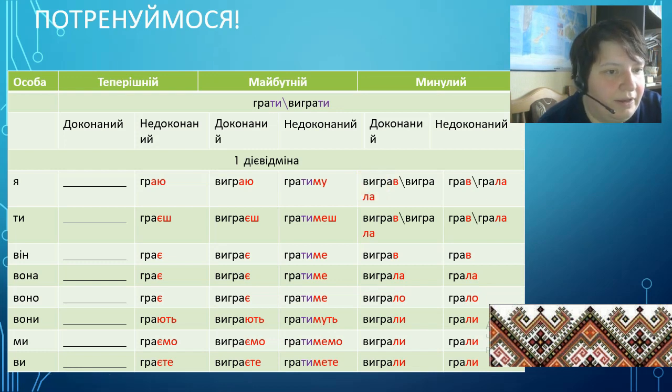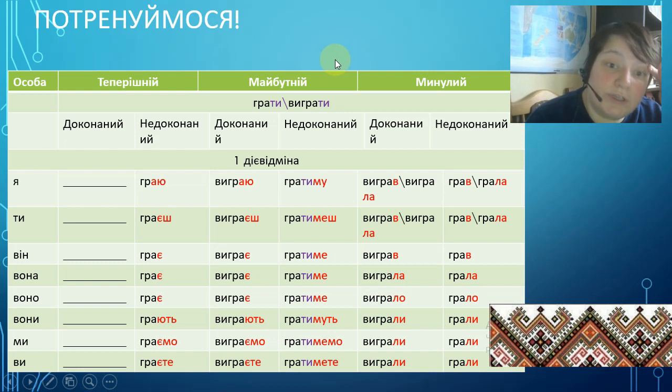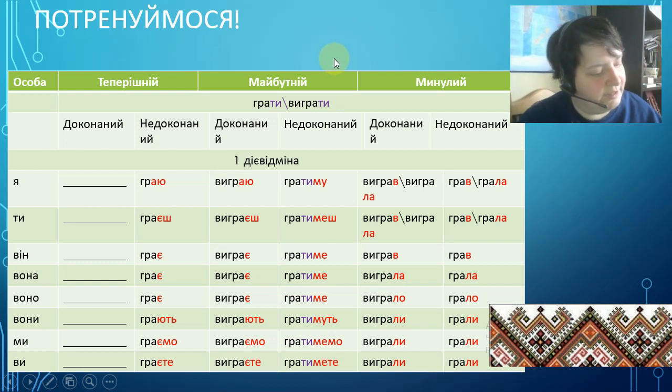I haven't put here the compound form of future tense with the word to be буду, because it's pretty easy. You just look at the previous slide and see the conjugation of verb to be, бути, and put it before their infinitive, so I haven't put it here. I hope it is clear for you. And let's see what is with the second type of conjugation.